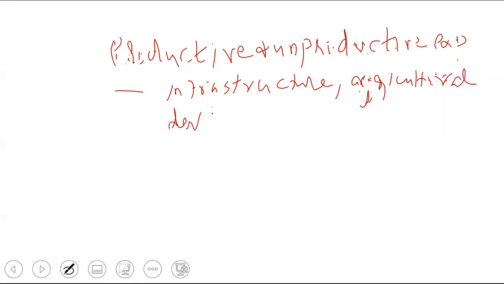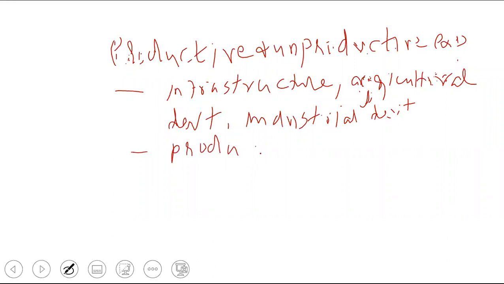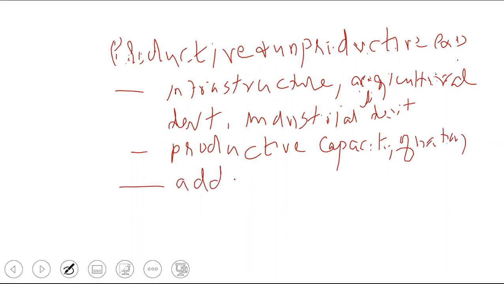Agricultural development, industrial development are the examples of productive expenditure. Children, productive expenditure means that which will add to the productive capacity of the nation. It will add productive assets.